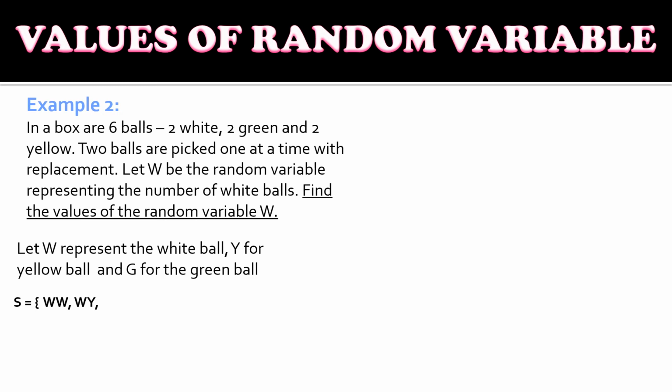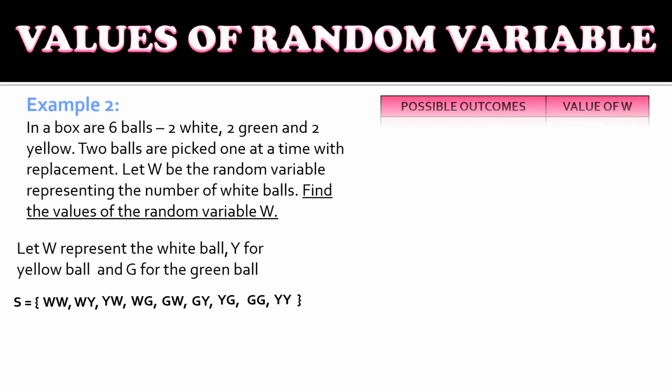We also have white and then yellow, yellow and white, white and then green, green and then white, green and yellow, yellow and green, green and green, and yellow and yellow. So these are all the possible outcomes for the experiment.